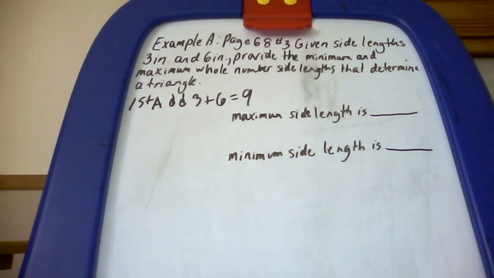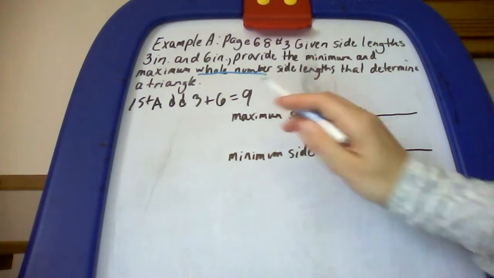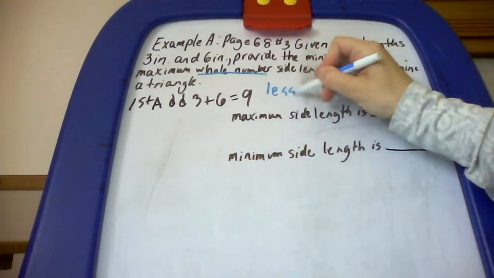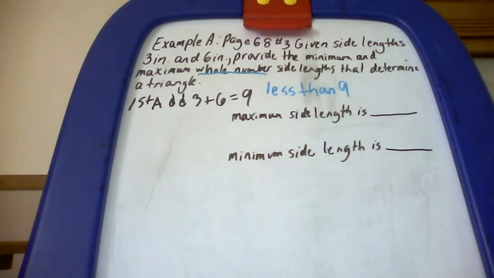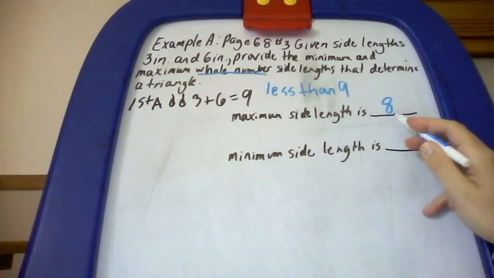So that means that since we're looking for a whole number side length here, the biggest it could be is a number that's less than 9. So you have to think, well, what's the next whole number that's less than 9? 8. So the maximum side length is 8.